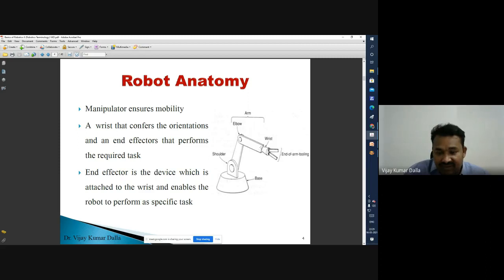Whatever orientation there is, it will be due to the wrist, and the tooling at the end of the arm, which is known as the end effector, is responsible for performing the required task. It is the device which is attached to the wrist, as you can see, and enables the robot to perform a specific task.